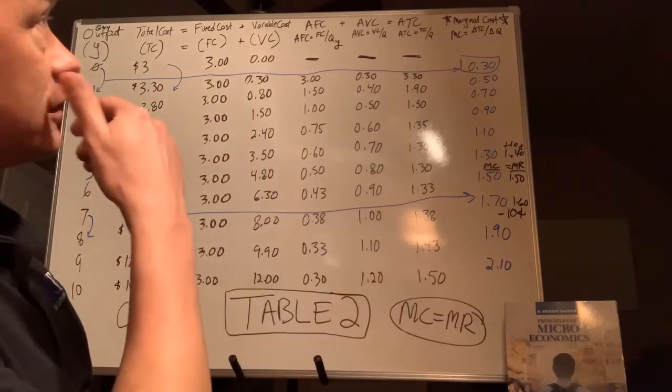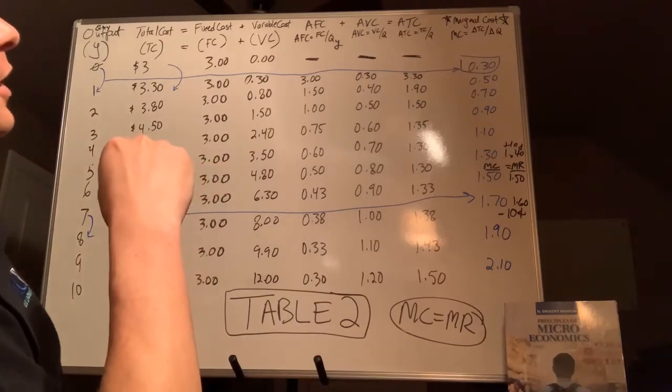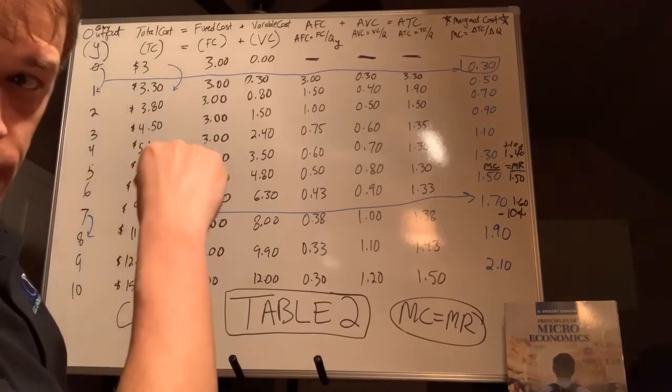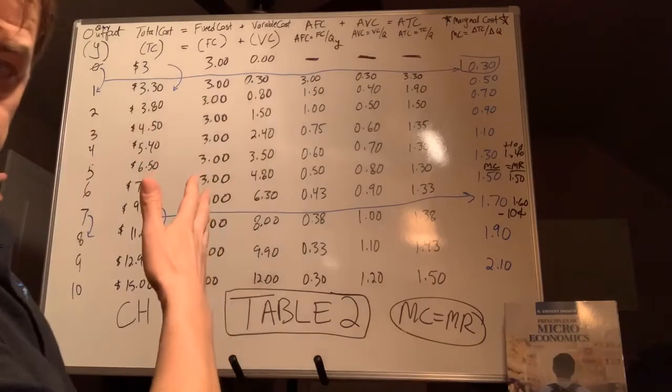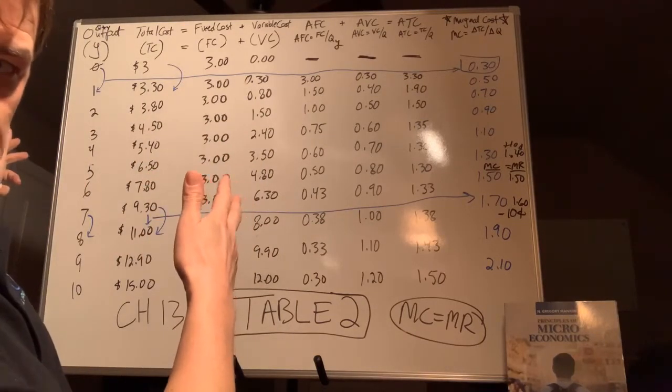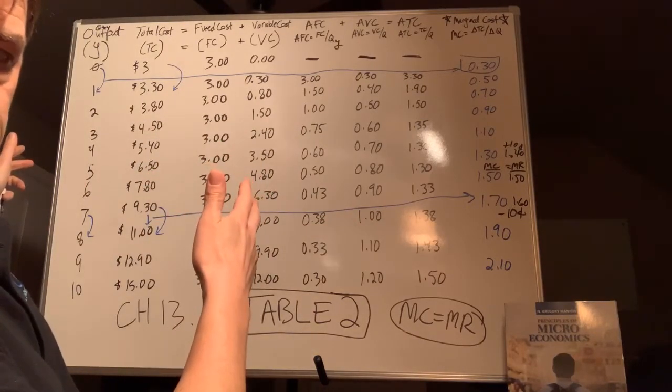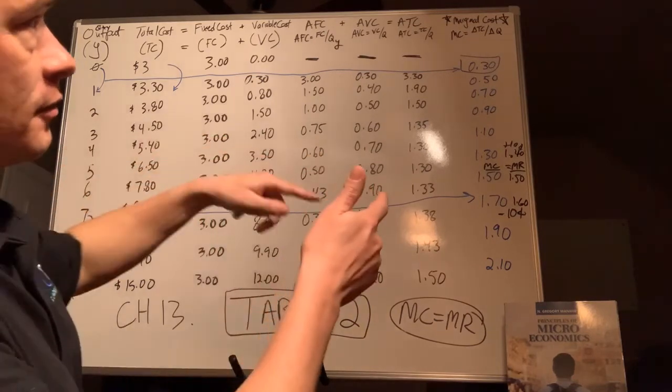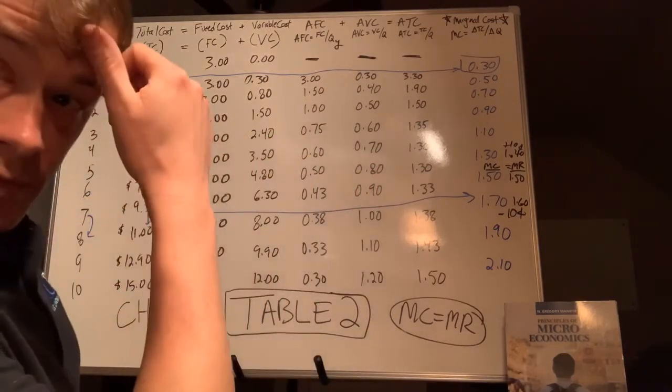So now you're looking back and you're like, well, who cares about average fixed cost, average variable cost, and average total cost? I can just use this left-hand side of the table to explain things, all right? All the way over to marginal cost. Well, why do I need the things in between?